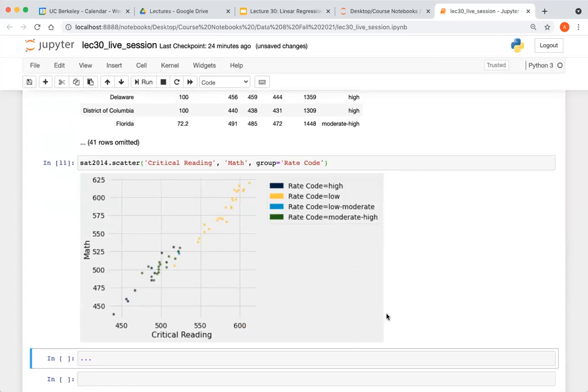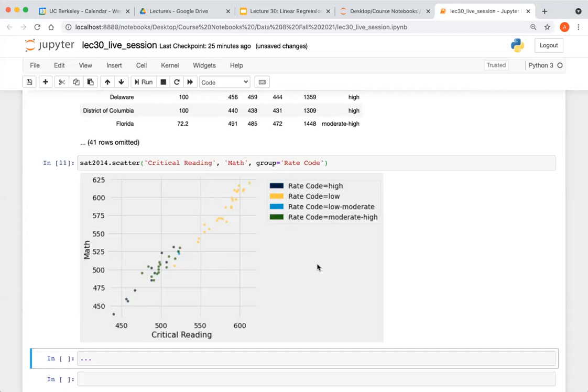Aha. It gives me a different color for each value in the group. Right, so the lows are the yellows, the low moderates are the blues, which are very few of them. I can only see about a couple. The greens are the moderate high, and the black are the high rates. Okay, now look at that picture.